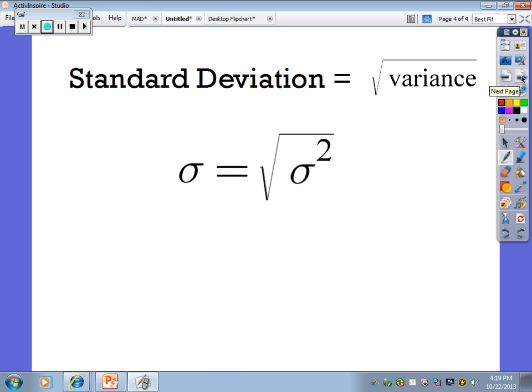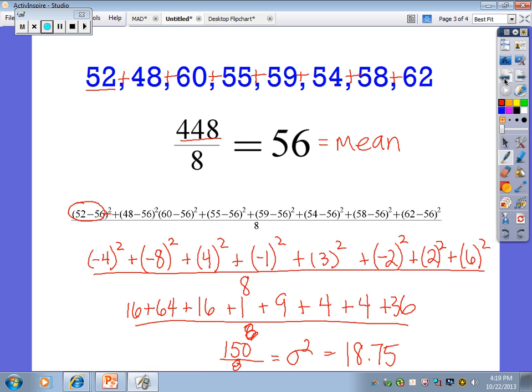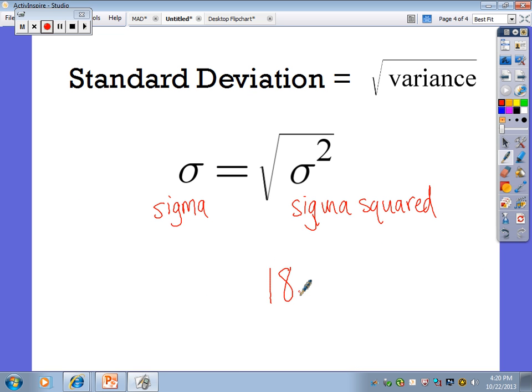And standard deviation simply is the square root of the variance. And we say that that is sigma. All right, and sigma equals the square root of sigma squared. Pardon my handwriting, but it's late in the day and I'm trying to get this done. So all we have to do is take our 18.75, which is sigma squared in this case, and find the square root of it.